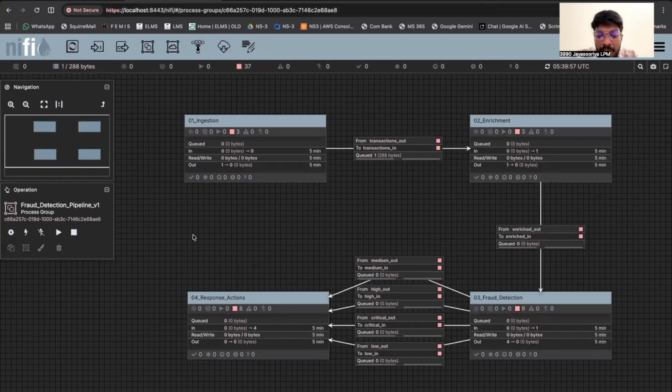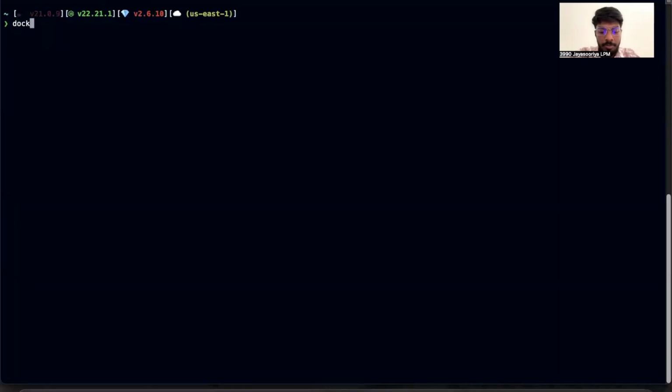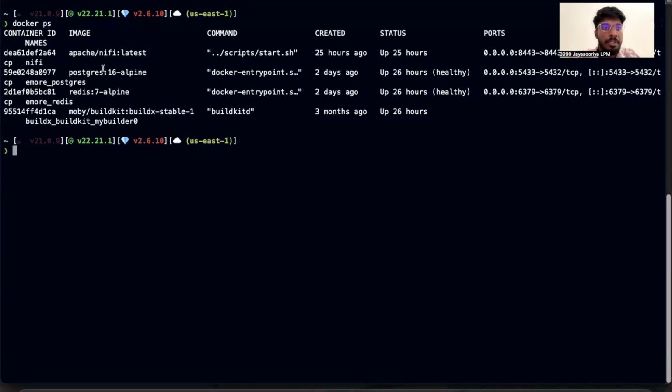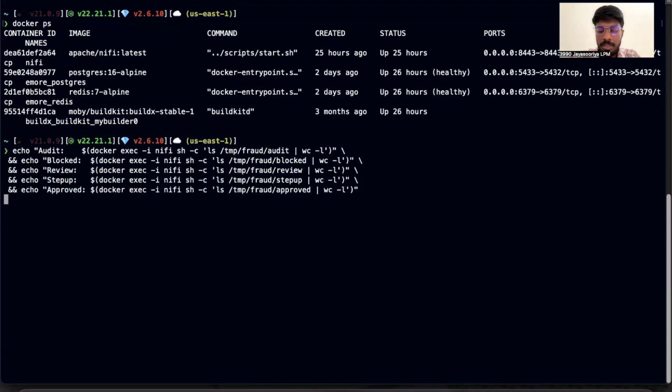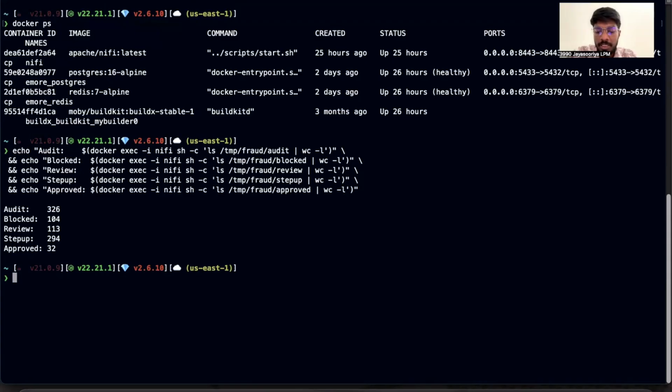Let me run the pipeline and generate transaction files every five seconds. NiFi is running in Docker, therefore I run commands to look at all the detections, and here the transactions have been routed across all four risk tiers, and every one of them has been simultaneously written to the audit logs via the tap.